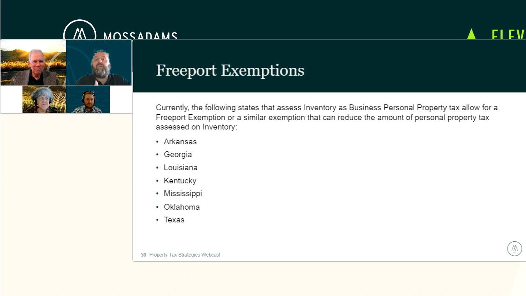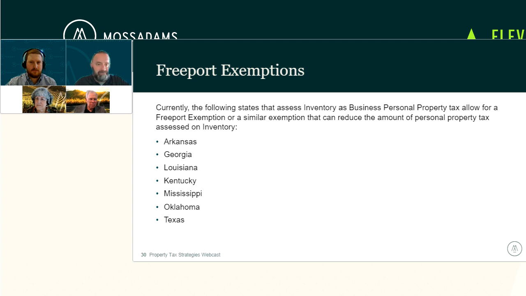So we talked about the 9 states that do assess it. Of those 9 states, 7 offer something that would be called a Freeport exemption or something that's similar to that. Here's the list. I won't read it. You can read it yourself. But these states, again, do offer a Freeport exemption, which will help mitigate some of the inventory tax from your tax liability if you meet certain thresholds and things like that we're going to talk about. We're at least going to talk about it from a Texas perspective.